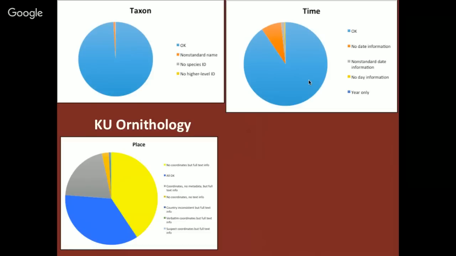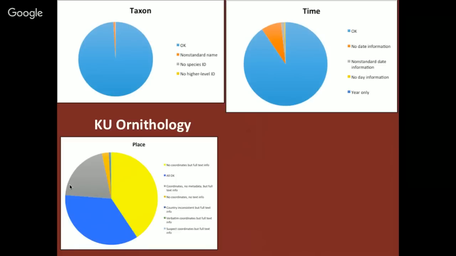Those are older records. It's in place where we really blow it. About a third of the records are fine. About a third of the records have no coordinates, but do have full textual georeferences. And so those data are rescuable. And then another set of records have coordinates, but they're lacking metadata absolutely.